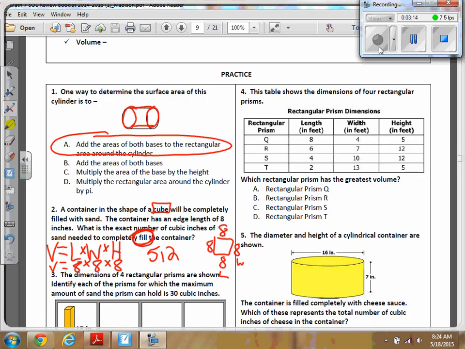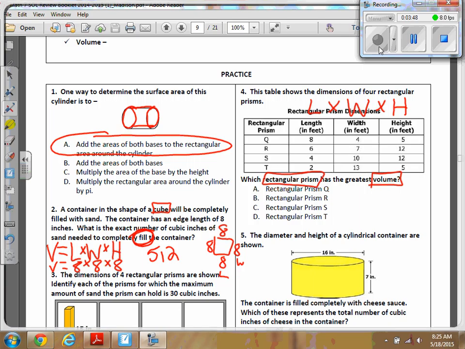All right, we're going to skip over to number 4 because I've got to scroll down. So we've actually done this one in class before. It says this table shows the dimensions of 4 rectangular prisms. So we have rectangular prism Q, R, S, and T, and they give us the length, the width, and the height of each one of those. It says which rectangular prism has the greatest volume. We know we're looking for volume, and it's a rectangular prism. So we can just take the length, multiply it by the width, multiply it by the height. So now we just have to go through and find out which one of those has the greatest volume.